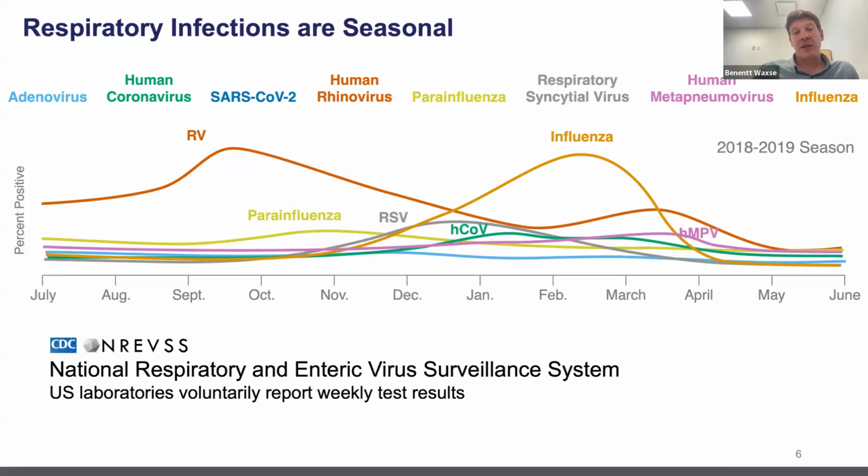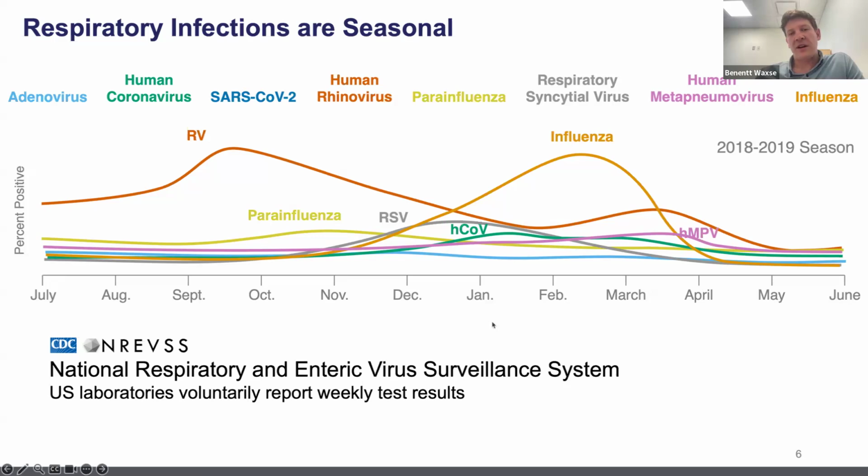And on the bottom, I'm showing that this is CDC data. So the NREVSS is a surveillance system where clinical laboratories from around the United States report their results to the CDC. The CDC makes all of this available, and they use this to track annual, monthly trends in respiratory virus transmission. And this is just 1 year's data from 2018 to 2019. And on the y-axis is percent positivity, and on the x-axis is time, just the months of the year. And you can see two things. So RV is rhinovirus, and influenza are the most commonly detected virus, just based on percent positivity. The other viruses are less commonly detected.